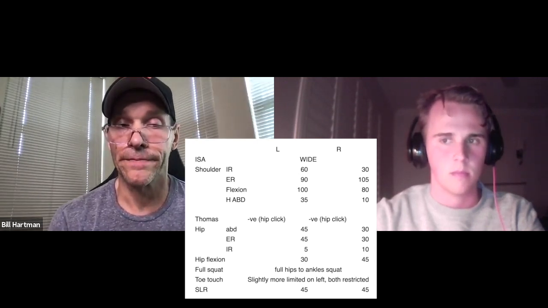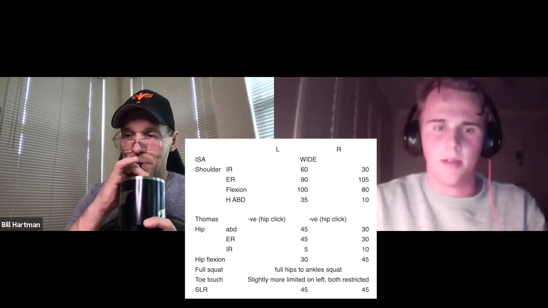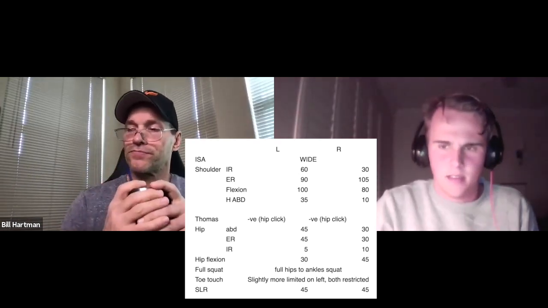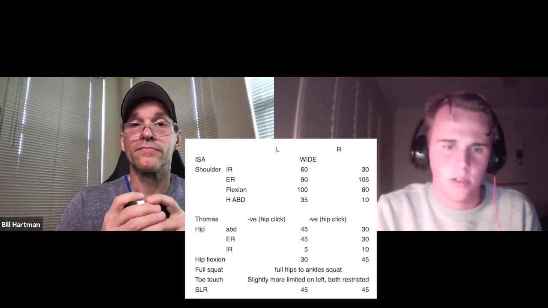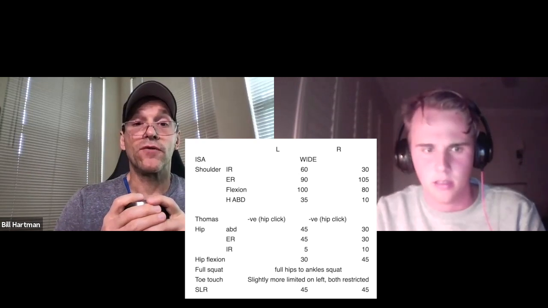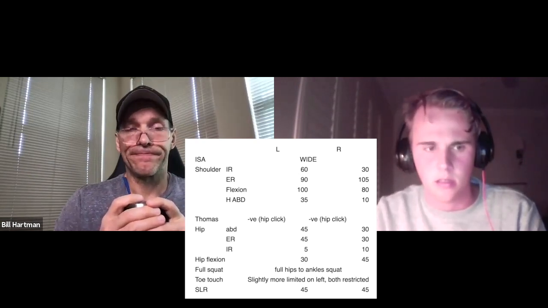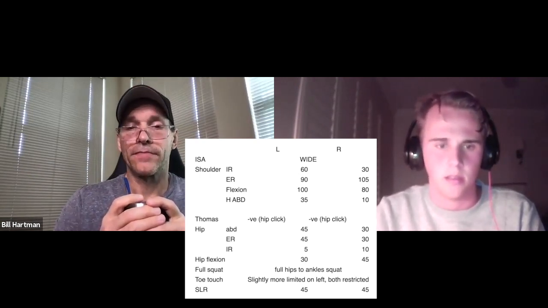So is that oblique axis shift something that comes really early in the progression? For a wide ISA, yes. Okay, thanks.